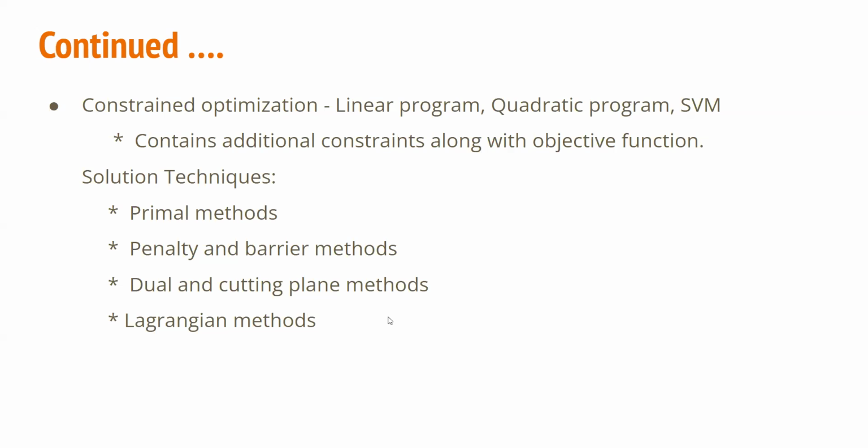So what are the solution techniques of constraint optimization? There are multiple techniques available, like primal methods, penalty and barrier methods, dual and cutting plane methods, Lagrangian methods. So these are the different solution techniques available. I'll not discuss these individual techniques in detail. Maybe in some other video I can discuss them. But for now, just keep the names of these techniques in your mind, and let's move ahead.